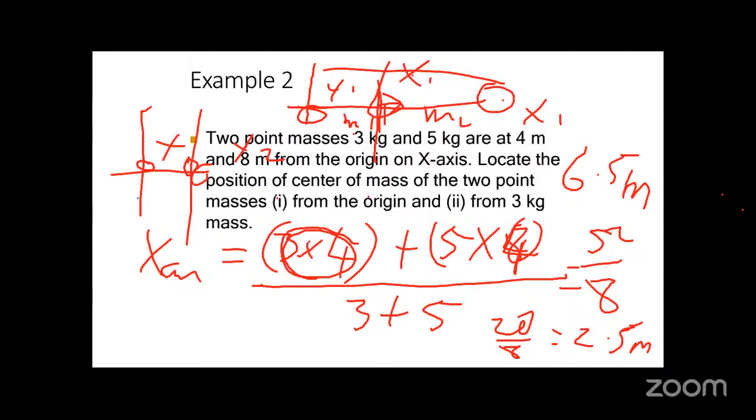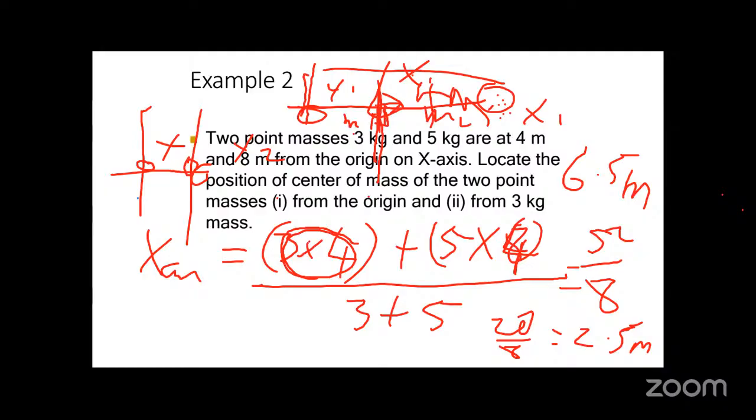And now, this second mass from the initial question, the second mass to this origin is 8. The first mass to this origin is 4, which means the difference between the two masses is 4 meters. So if I now move the origin to this point, the second mass will be 4 meters away from the origin.